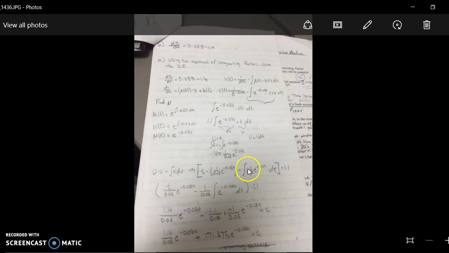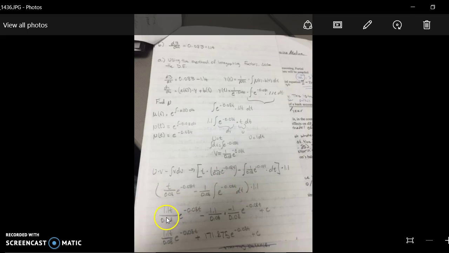So following the same logic as in this integral over here, where I factored out the 1.1, I can also factor out the 1 over 0.08. This gives me this quantity right over here: minus 1.1 over 0.08 times the integral of e to the negative 0.08t dt. And again, the 1.1 follows along, being a constant. So now that I have this, I multiply my constant right through it.